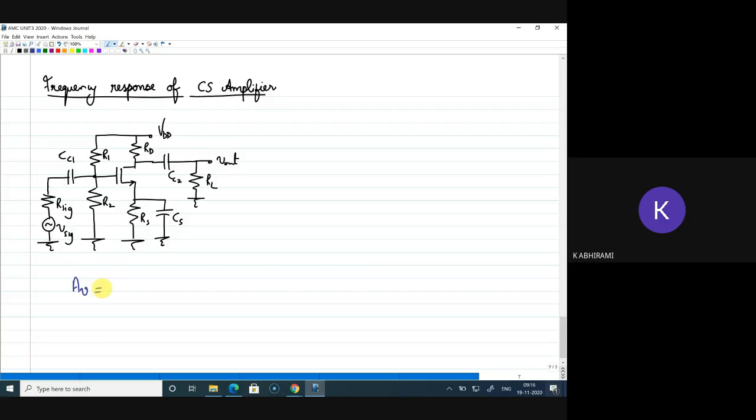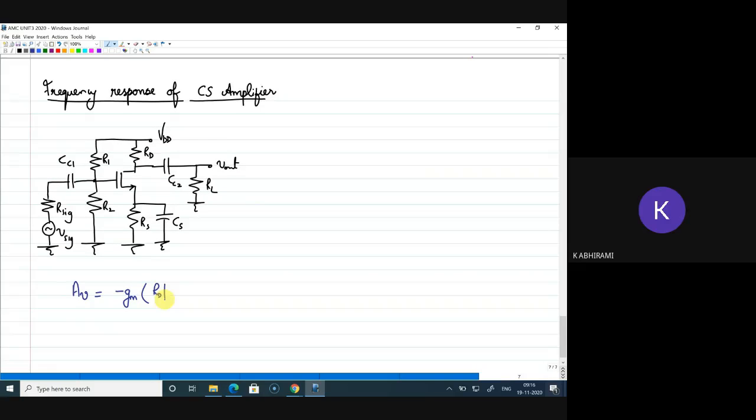Minus GM into RC parallel R0. Where is RC in this? No, sorry, RD parallel RL. RD parallel RL parallel R naught, yeah, R naught is also there. Yes, very good. So this is a gain expression.